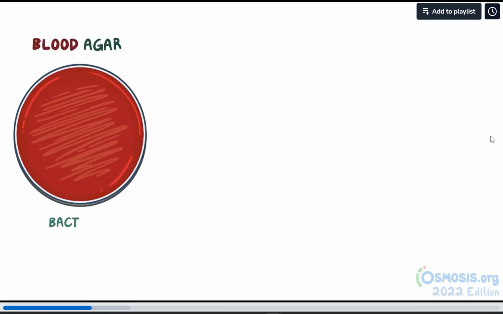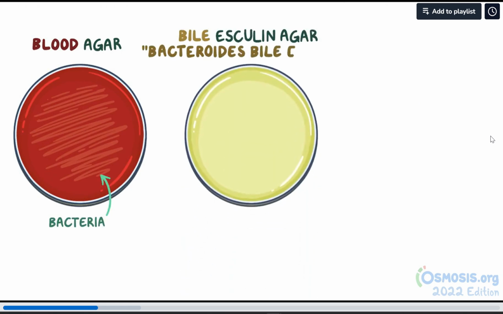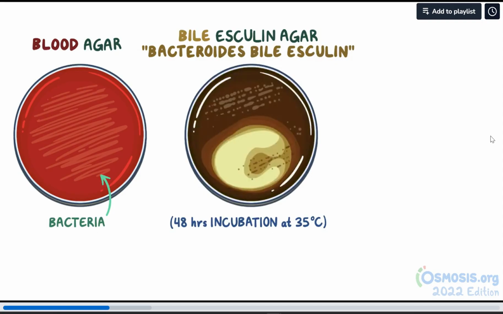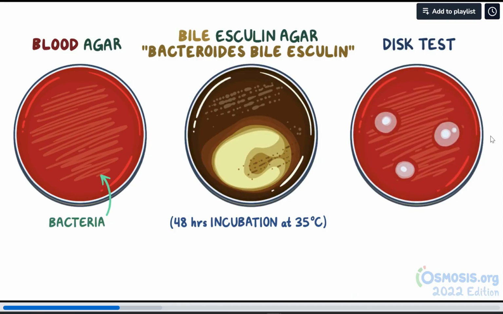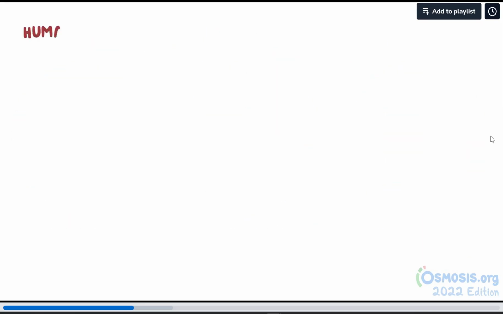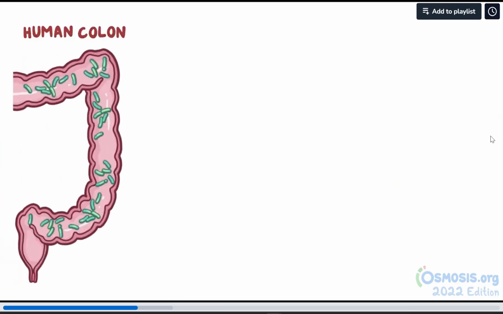So, not only can it grow anaerobically in blood agar, but it can also readily grow in bile esculin agar, also known as Bacteroides bile esculin. After 48 hours of incubation at 35 degrees Celsius, Bacteroides fragilis forms dark colonies with brown-black halos due to the hydrolysis of esculin. Finally, a disc test can be done, which identifies Bacteroides fragilis by its resistance to antibiotics like kanamycin, vancomycin, and colistin.